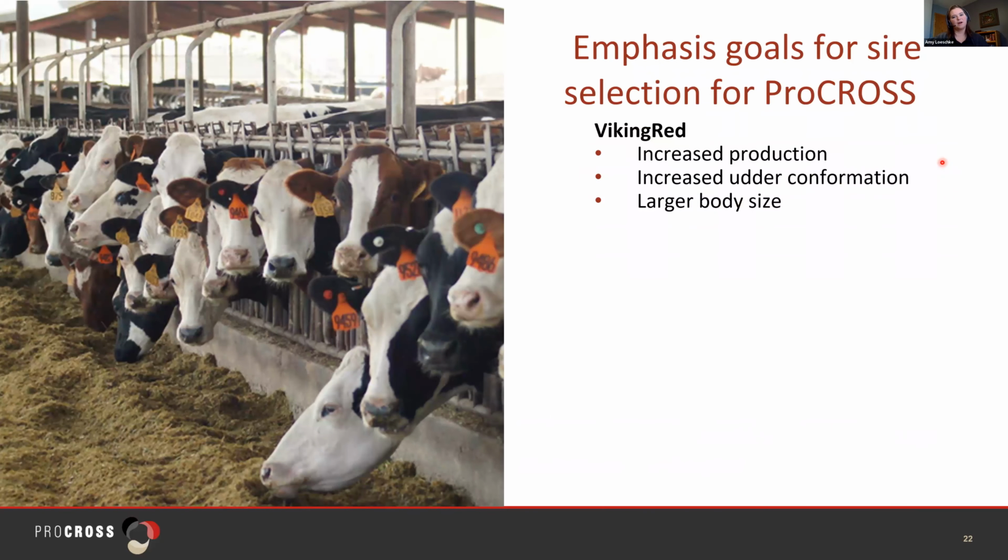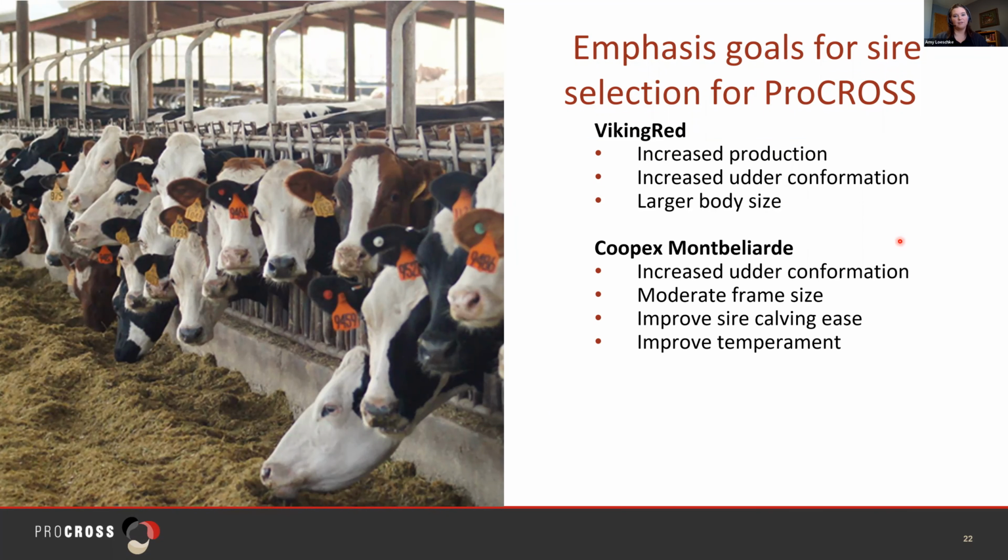Another thing to think about on complementarity is how you're going to select your bulls within the breed. And we've learned a lot about this through our producer experience over the years, especially when it comes to VikingRed. We suggest selecting your bulls with an eye on increasing production, increasing udder conformation scores within breed, and looking for VikingReds that offer larger body size. That makes for a better ProCROSS cow.